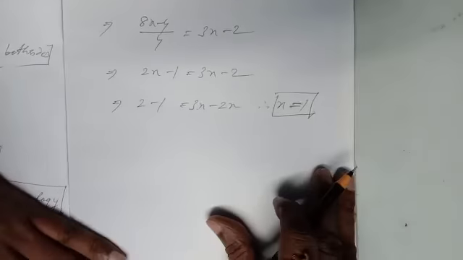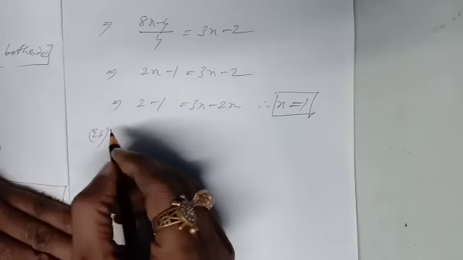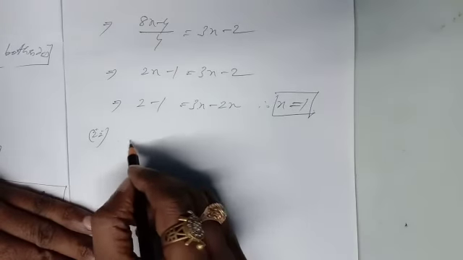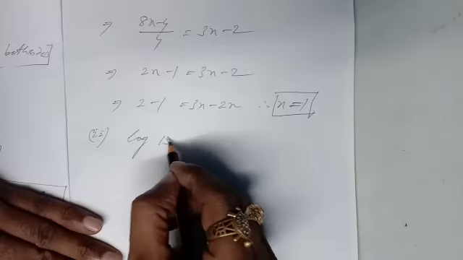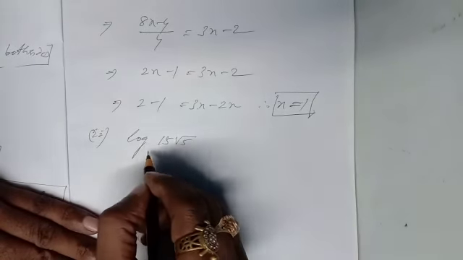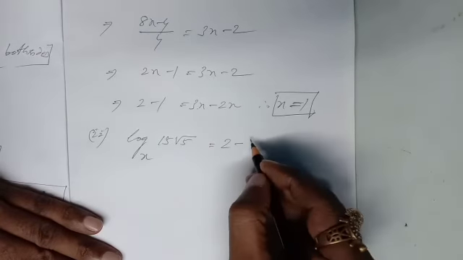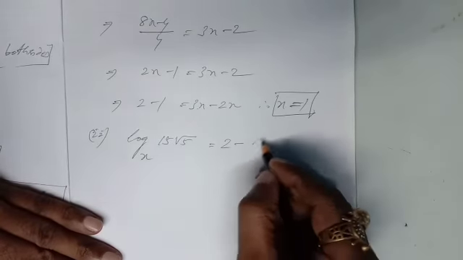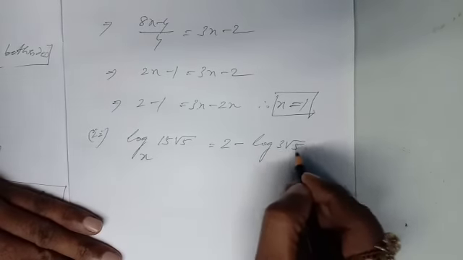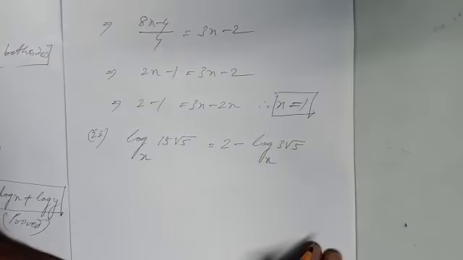Let us go to question number 4. First part completed, second part. Okay, solve for x. The question is given like this: log of 15 root 5 base x is equal to 2 minus log of 3 root 5 base x. Okay, this is the question given. You have to find out the value of x.